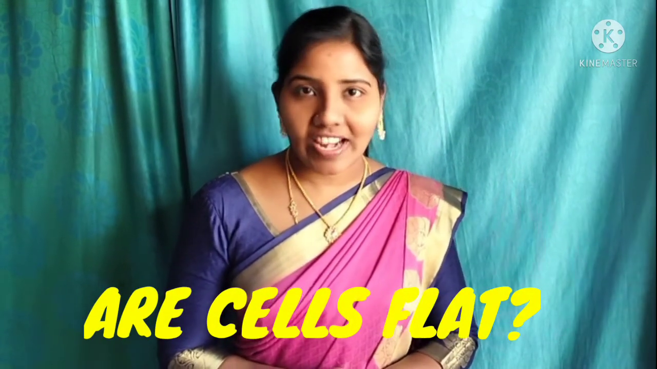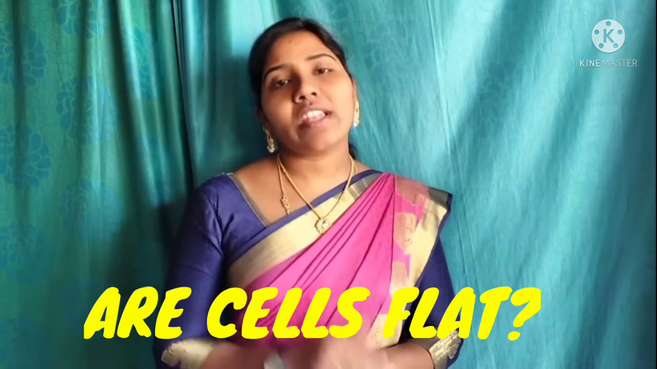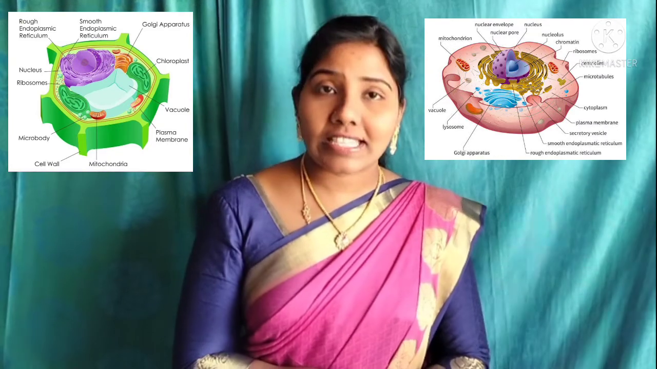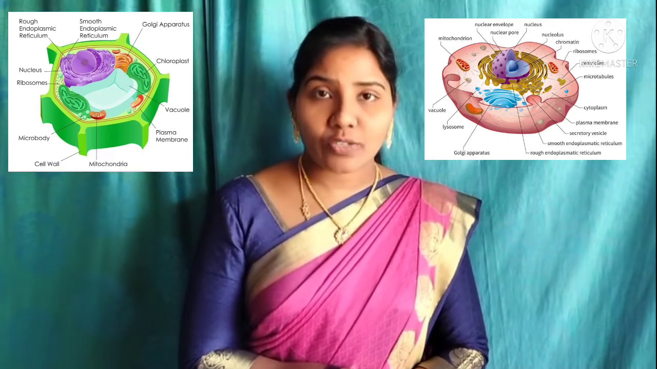Children, I want to ask you one question. Are cells flat? Okay, let me explain. Usually, the cells we see under a microscope appear as flat, two-dimensional structures. But in reality, cells have length, breadth and thickness also. We can easily see the length and breadth of the cell, but we cannot easily see the thickness. If we change the direction of light, we can see the thickness of the cell. This three-dimensional image can be seen clearly when the intensity of light is changed.